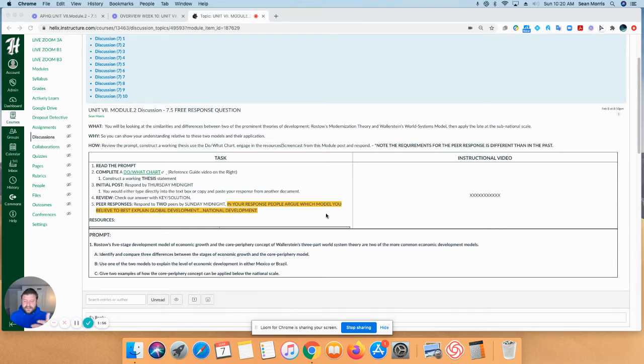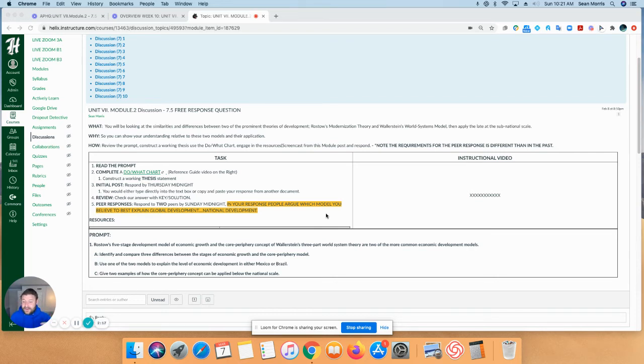So you're telling me why, right? What are the characteristics of stage 3 in Rostow's model, or semi-periphery countries, that would fit Mexico or Brazil? And obviously, if you need to do some research on that, that's totally expected.